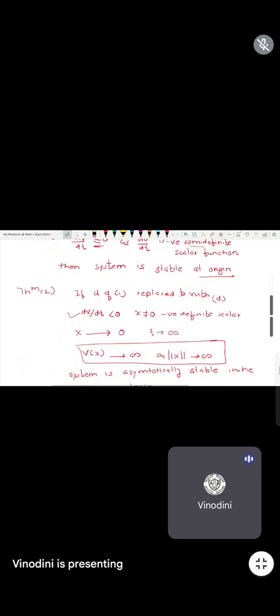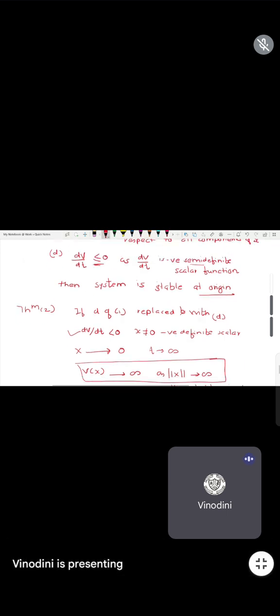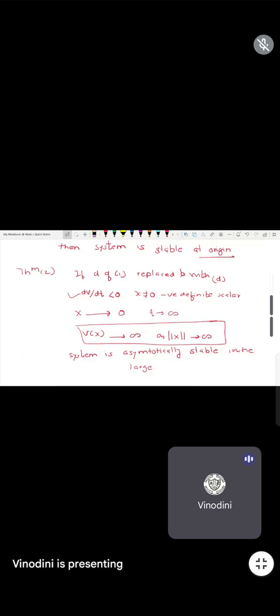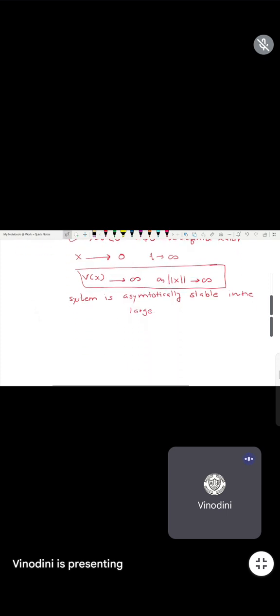If you got dV by dt less than zero, ये बाकी का छोड़ दो. फिर if you can find V of x is infinity as x approaches infinity, this energy will become infinity. Then it's okay. The system is asymptotically stable in the large. That's all. टप्पा लगा दो, हो गया काम. This is the way you have to understand the system and its stability.